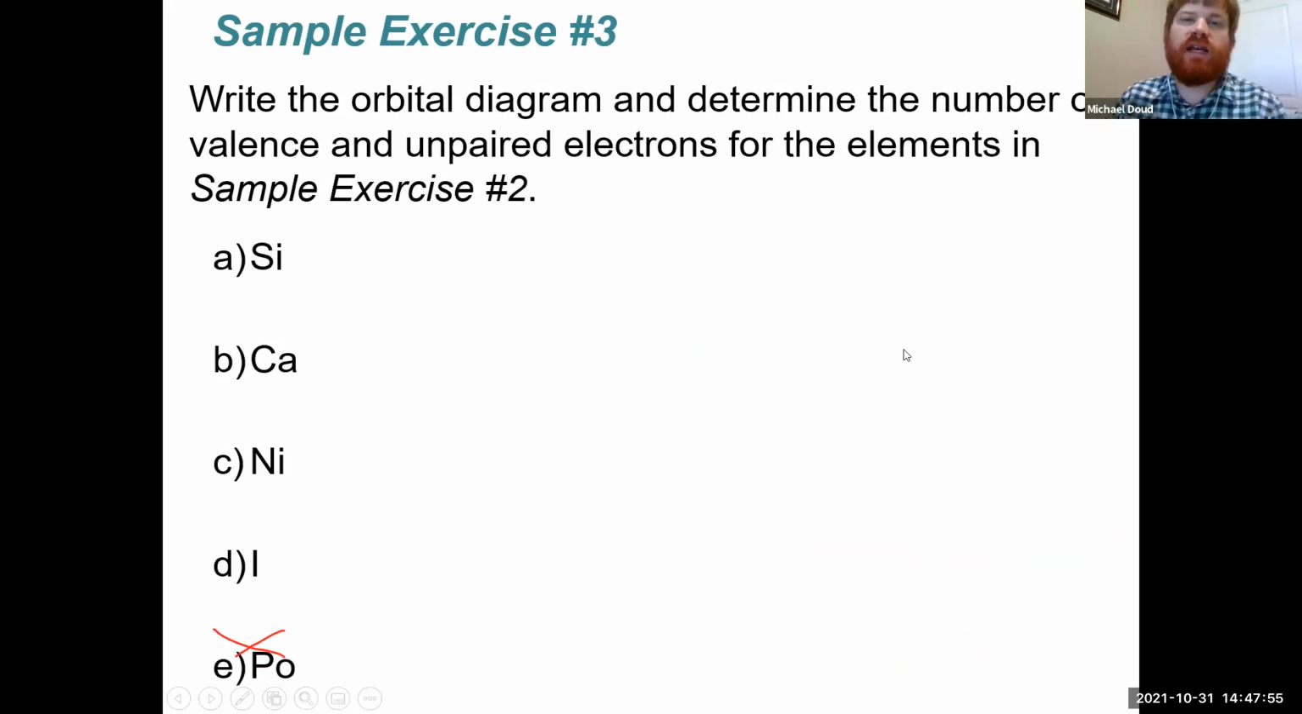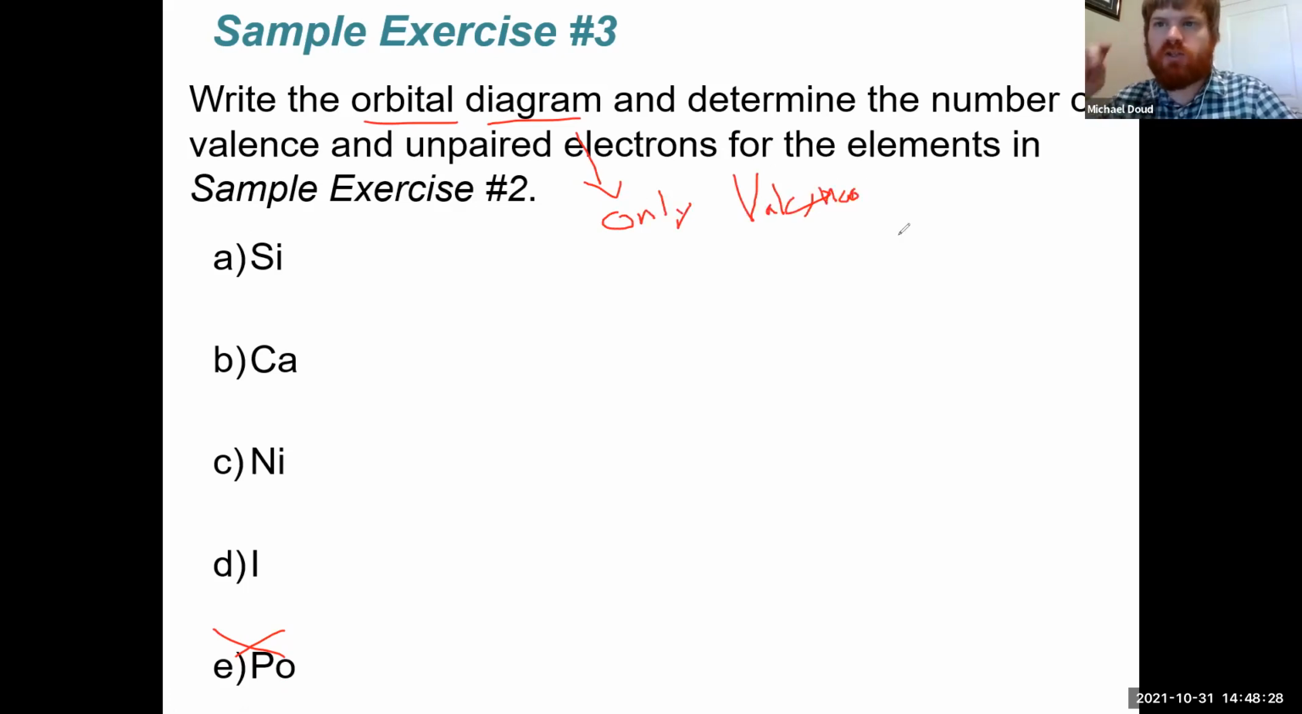Okay, now next up, write the orbital diagram and determine the number of valence and unpaired electrons for the following elements from sample exercise number 2. And basically what you're going to do now is write the orbital diagram based on what we just had on the previous slide. And that's only going to be for the valence electrons. So only valence. Don't worry about doing it for the core electrons, just for the valence electrons.